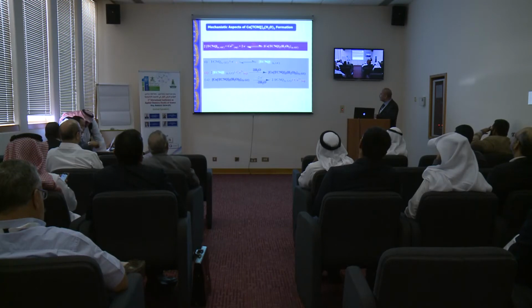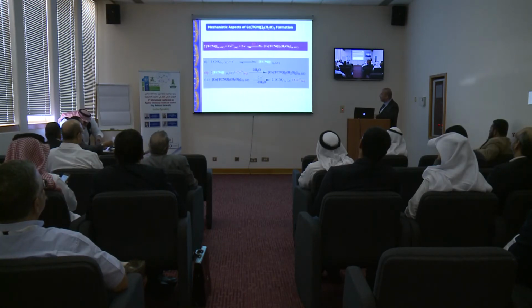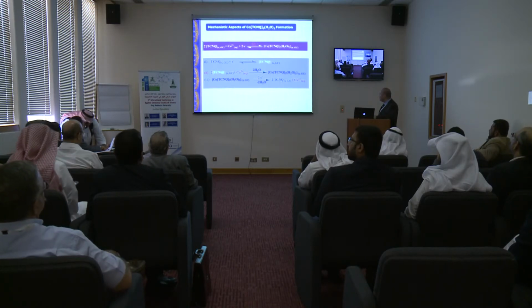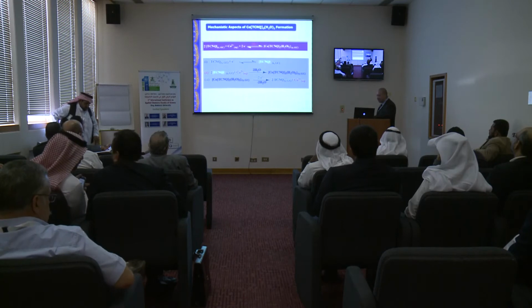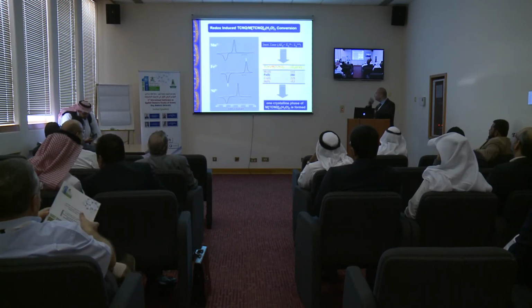You take TCNQ by 1 electron, you form the minus. That's in the solid state. And then you add the cobalt to this. Then you form the cobalt TCNQ. However, if you want to oxidize this back by removing 2 electrons, you get back a solid TCNQ and cobalt can be released to the solution.